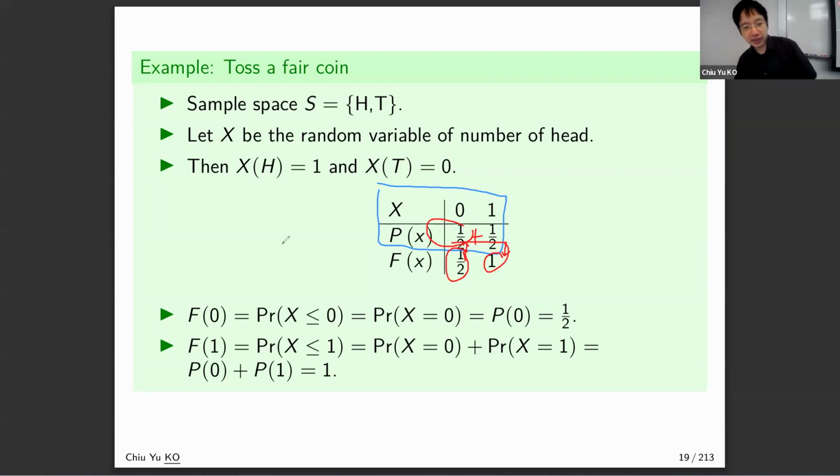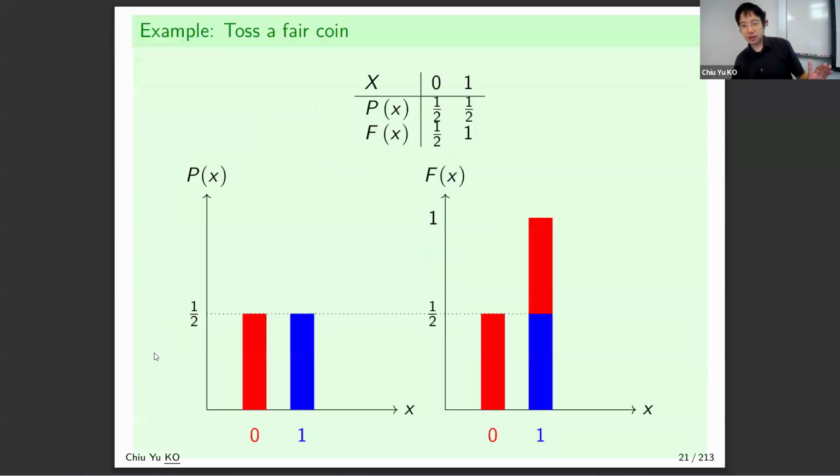Still, maybe you think this is a little bit abstract. But let me do a diagram. If you're a graphical person, it's easy. I can draw P of X as a bar chart. 0 and 1 each have probability 1/2. Look, if you stack them, it must be 1. You stack everything there, it must be 1. That's very simple.